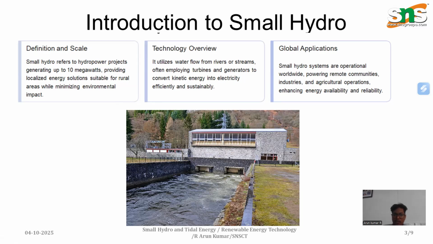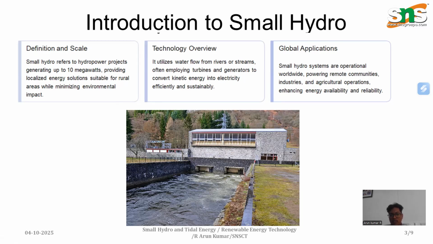Okay, small hydro is a hydro power plant. Hydro means fluid or water. This kind of project can generate up to 10 megawatts. Okay, and it can provide energy solutions suitable for rural areas with minimal environmental impact. So there is very little environmental impact. So that is the definition and scale.